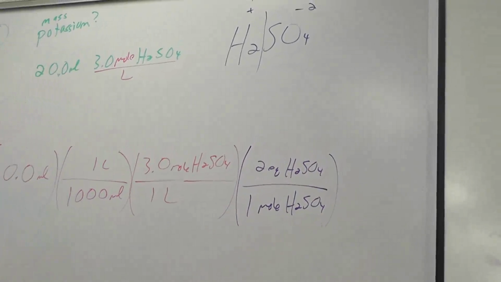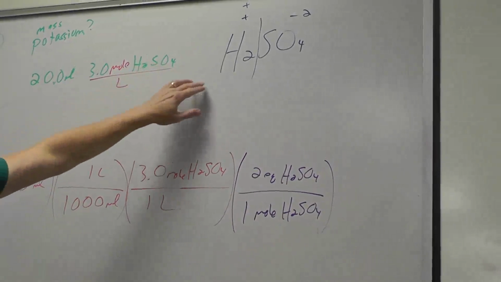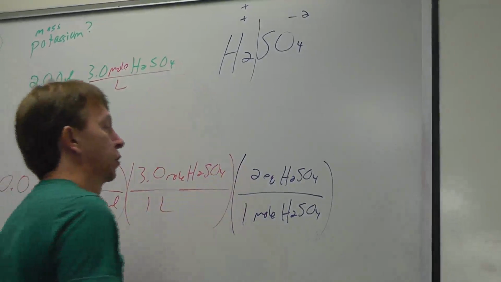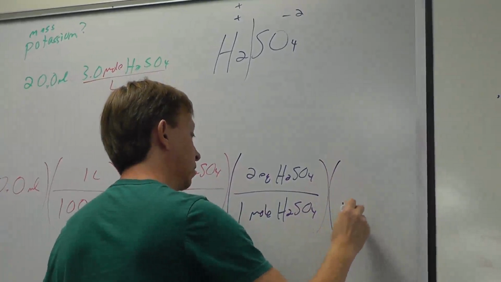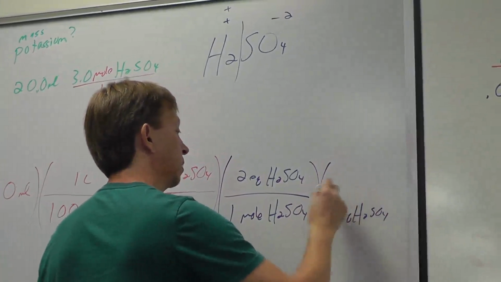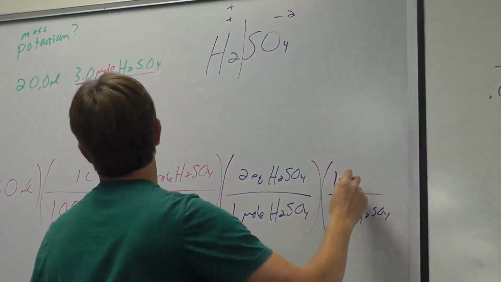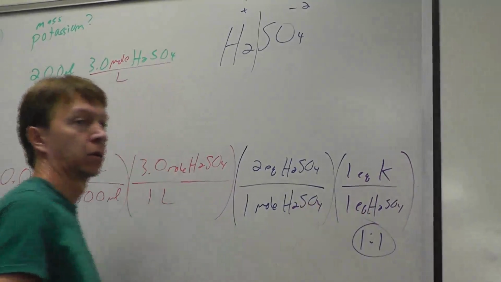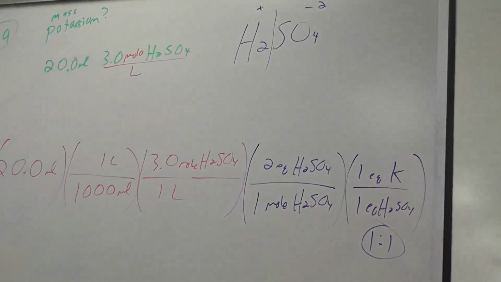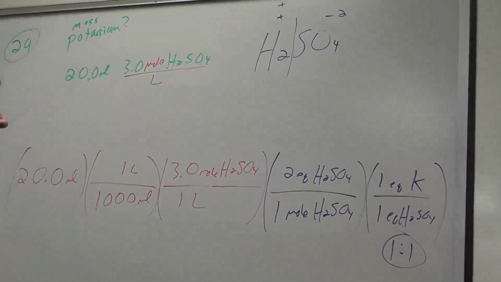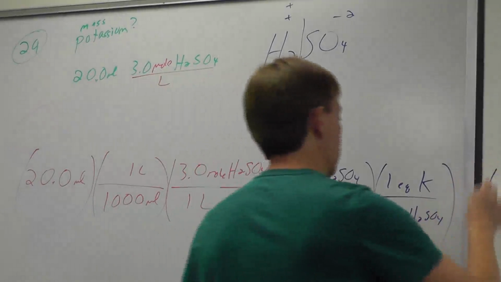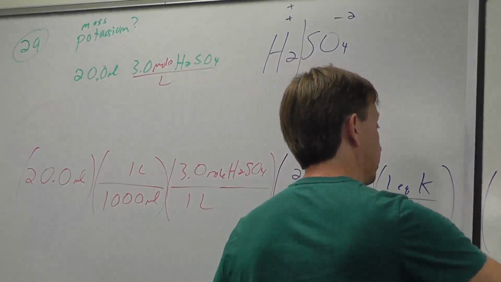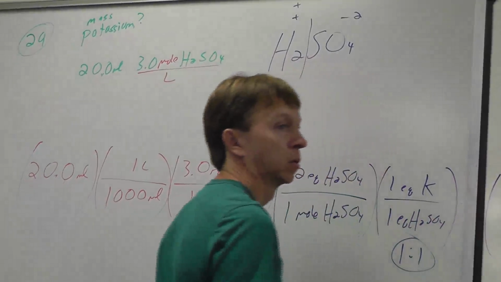Equivalence is moles times charge. The charge in there is 2. So we convert moles to equivalents, knowing that the equivalence of sulfuric acid and the equivalence of potassium have to be the same thing. That's always a 1-to-1 ratio. And then we would need to go from equivalence of potassium to grams of potassium.